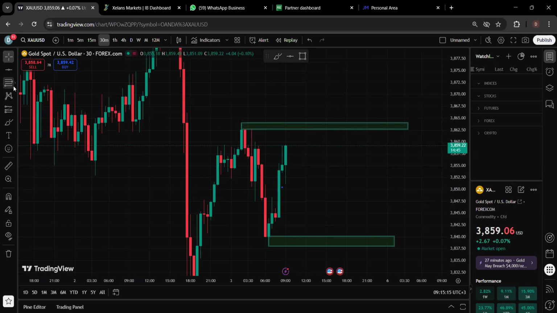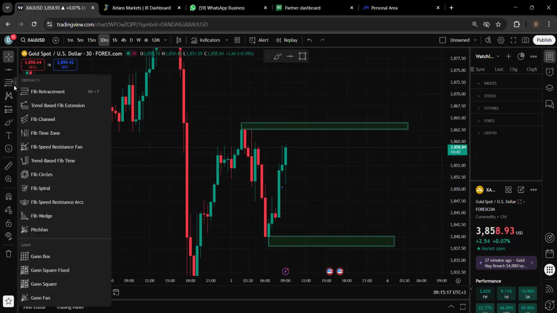Now the second one, which I need you guys to practice more, is the second fib, the fib extensions. This one here.